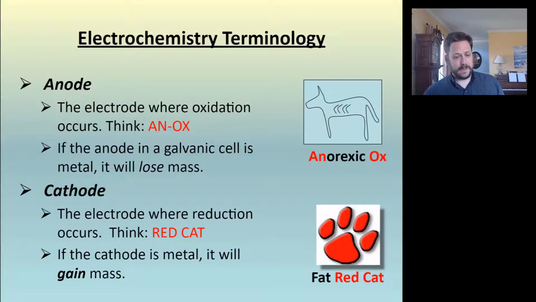Why? Well, because reduction is going to cause ions to go from being in aqueous solution to being part of the metal electrode. So this memory device, an ox and red cat, is going to be very useful, not only for thinking about galvanic or voltaic cells, but also for thinking about electrolytic cells. The anode is where oxidation takes place, and the cathode is where reduction takes place. The anode will lose mass as the reaction proceeds, and the cathode will gain mass as the reaction proceeds.